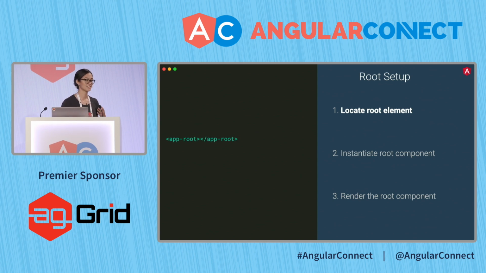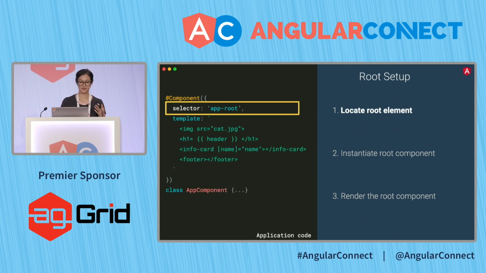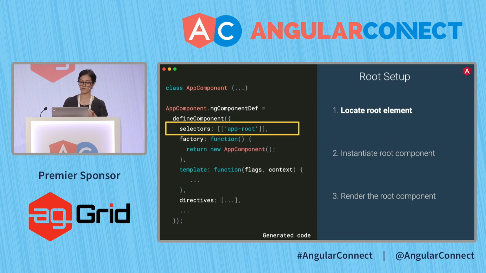So when you wrote your index.html, you added some tag, like app-root, and then it should match whatever selector that you have in your root component. So the framework needs to figure out where this element is so it can bootstrap your Angular application inside it and append all the elements to it. When you compile this component, the selector gets compiled into the definition, so we still have that information. So the framework just takes this selector from your component definition and calls document.querySelector with that selector, and that's how we can locate the root element.